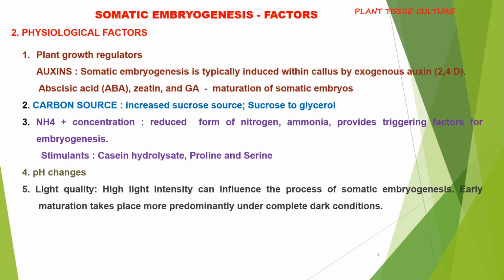Abscisic acid is found to help in maturation of somatic embryos. Gibberellic acid is believed to inhibit somatic embryogenesis but is required for germination of mature somatic embryos. Second, carbon source. High sucrose concentration is believed to induce somatic embryogenesis. In citrus species, using glycerol instead of sucrose favored somatic embryogenesis.